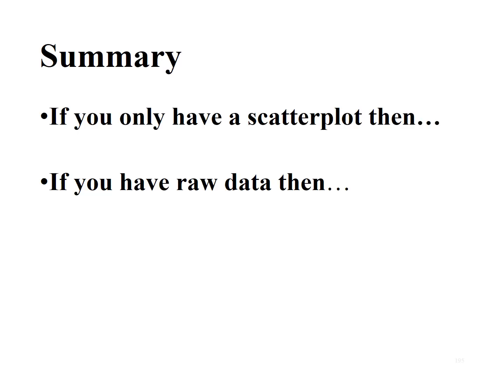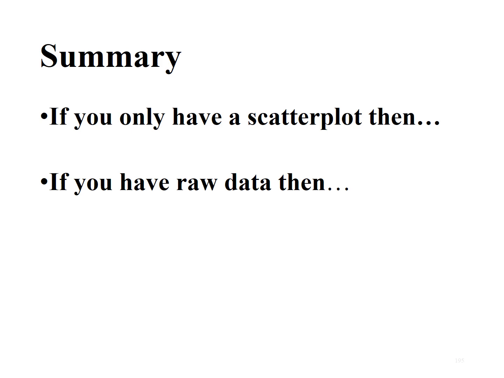Okay, so in summary, if you only have a scatter plot, then what you can do is divide the scatter plot into sections, estimate the conditional means, draw a regression line through those conditional means, and then choose 2 points on the regression line to use as your coordinates in order to find the slope and the intercept, and then plug those into the general equation of a line.